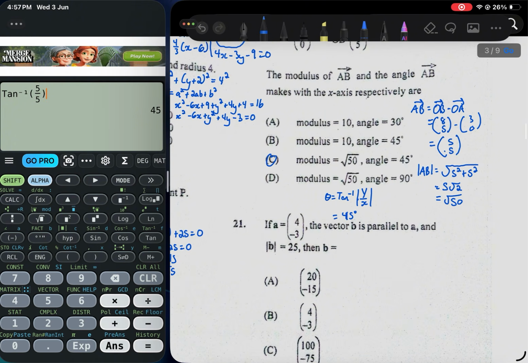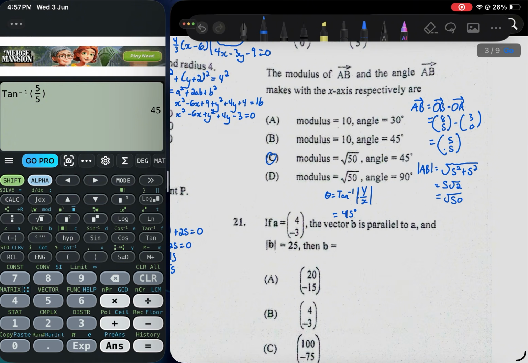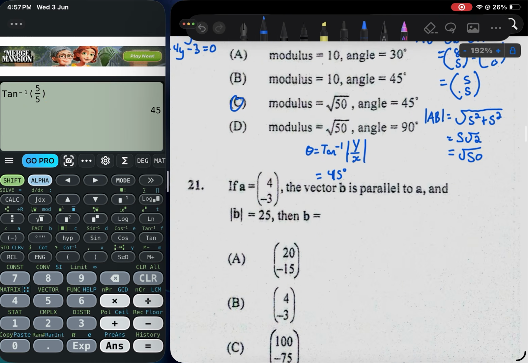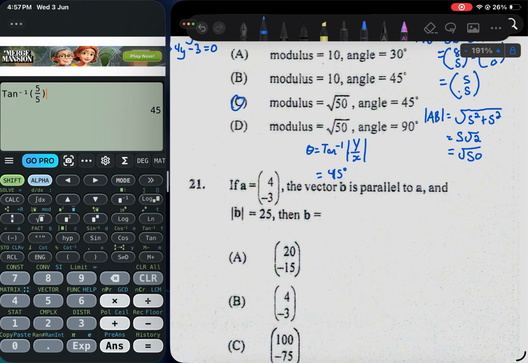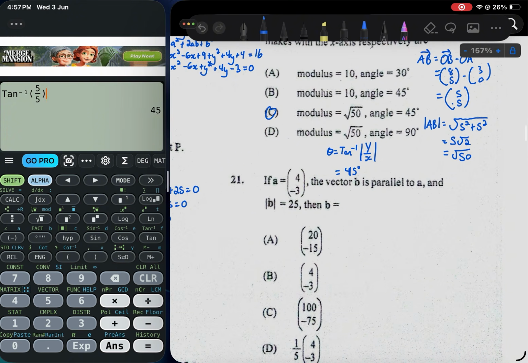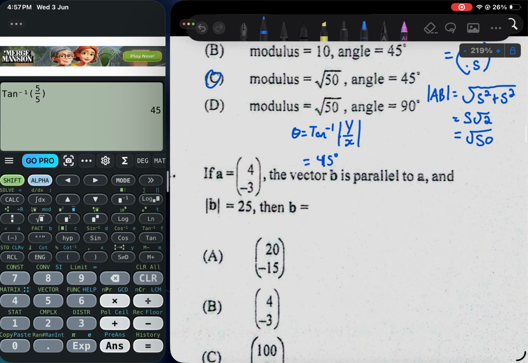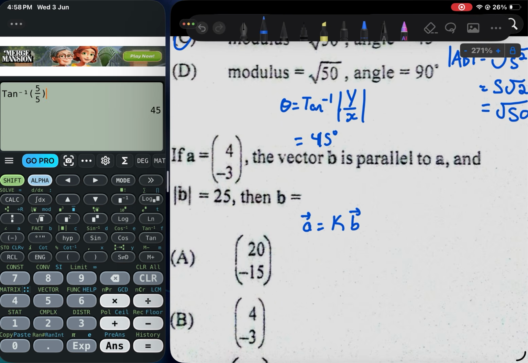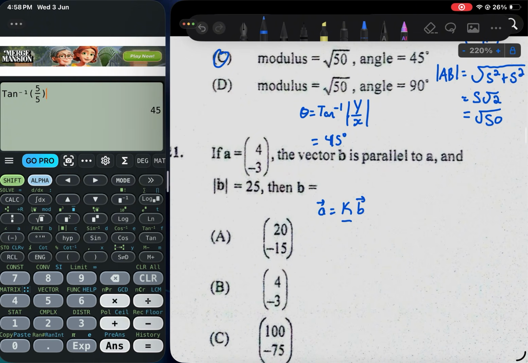If A is the vector 4, negative 3, the vector B is parallel to A, and the modulus of B is equal to 25, then B is equal to... so we have to find one of these answers with a modulus of B equal to 25 that's parallel to A. So A is equal to KB. Therefore, A has to be a scalar multiple of B, where K is a scalar. So let's check the first one.